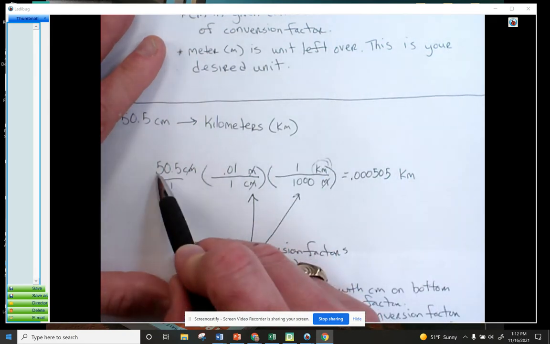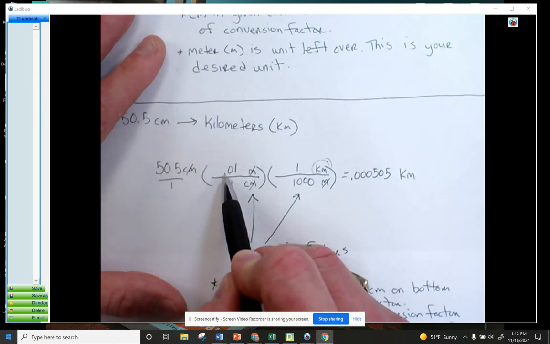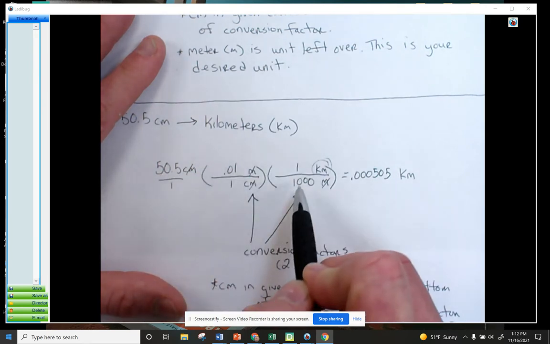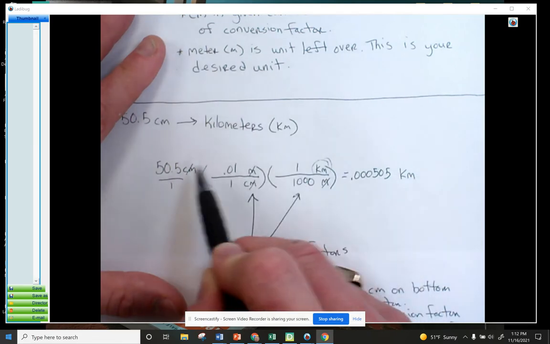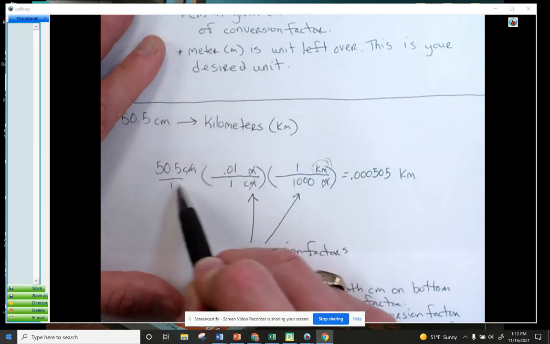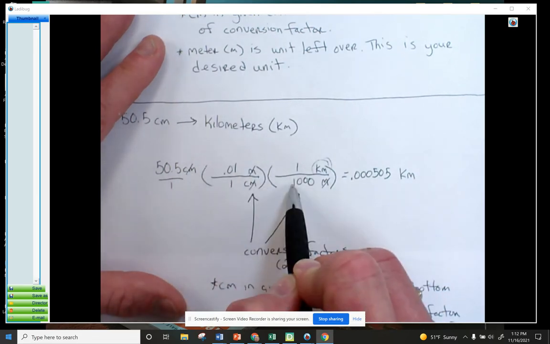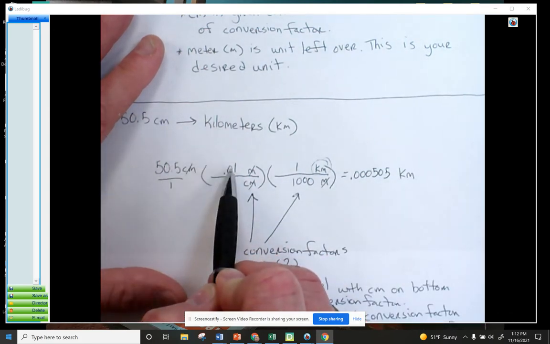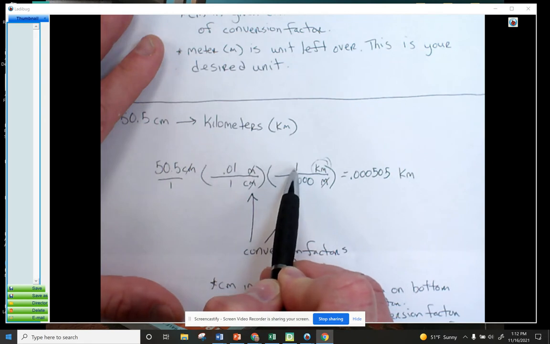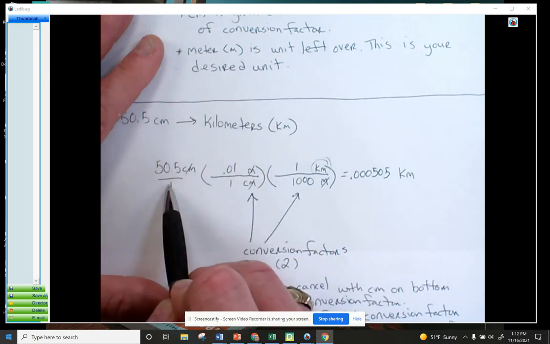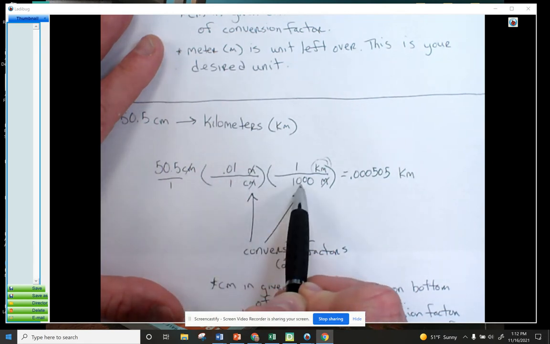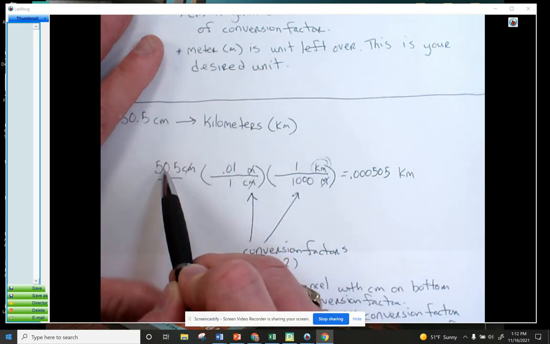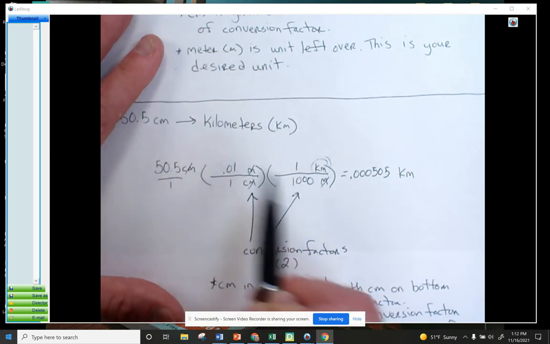So for this one, it's 50.5 times 0.01, and then divide by 1,000. Anything on the top you multiply by, anything on the bottom you divide by. So I like to just start with the first number, multiply by 1, you don't need to do it though, you get the same number, divide by 1, and then divide by 1,000. So you can shorten that to take 50.5 times this, and then divide this.